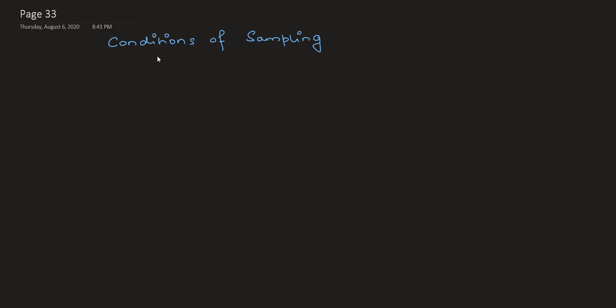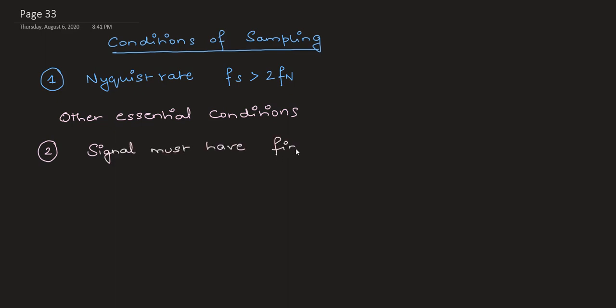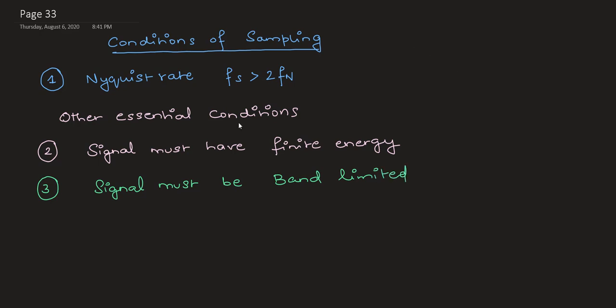Next, we come to the conditions for sampling. The Nyquist rate or the sampling theorem is something that we have already seen in lecture 2, so we are not going to cover that here. But we will look at the other essential conditions needed, other than the Nyquist rate or sampling rate, in order to have successful reconstruction or proper sampling. The first and foremost condition after the Nyquist rate is that the signals must have finite energy. And the next is that your signals must be band limited.